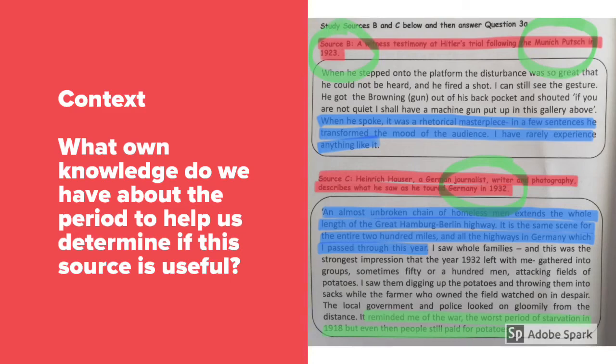In comparison, source C comes from 1932. Now, from our own knowledge, we know that there was a lot of economic problems in 1932. There was over 5 million people unemployed. 60% of graduates were unable to get a job. And this is one of the reasons why people eventually start voting for extremist parties, because they want change. So our own knowledge makes this source quite useful.